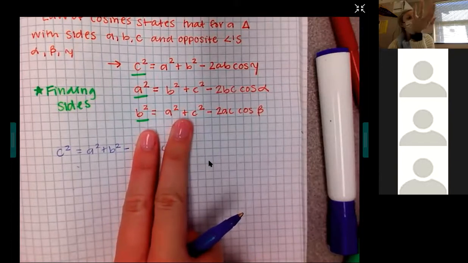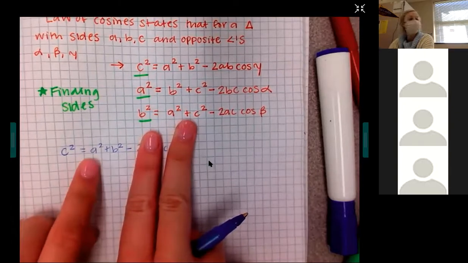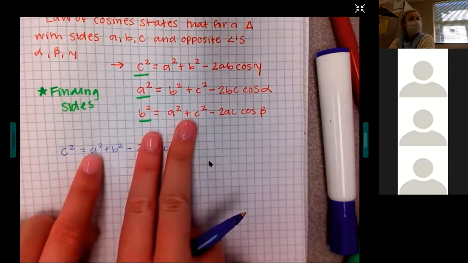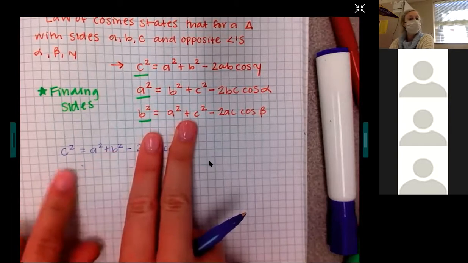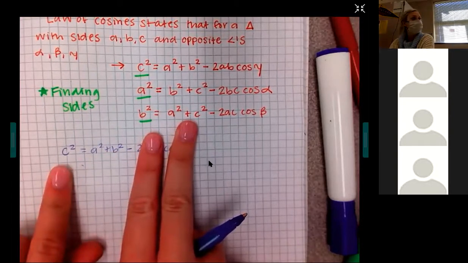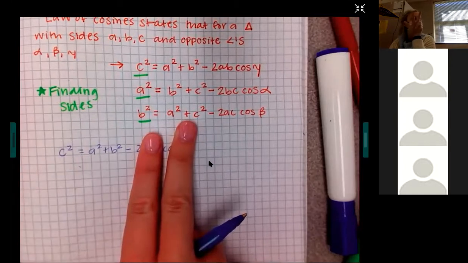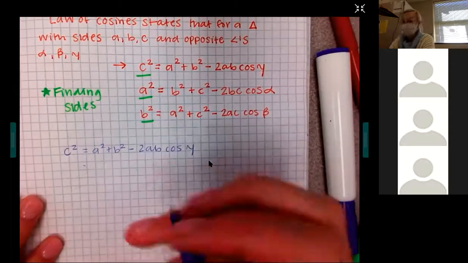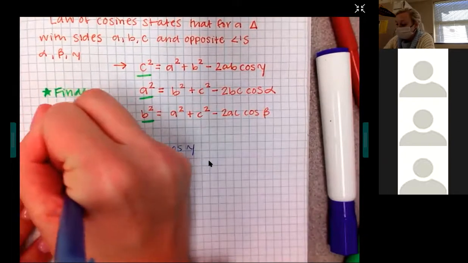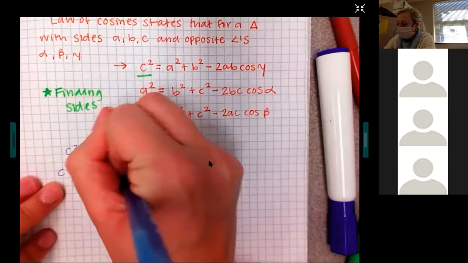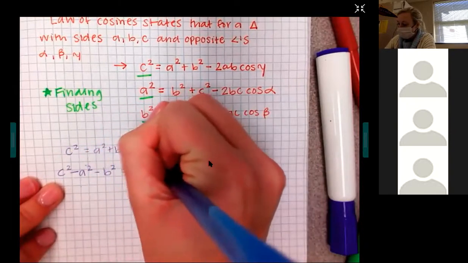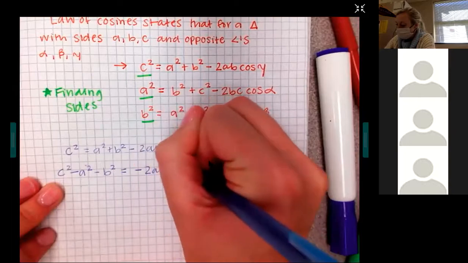A squared and b squared. How would you move positive a squared? Subtract it. How would you move positive b squared? Subtract it. So are you guys okay if I subtract them both at the same time? Where I'm just showing you where the angle formula will come from. So this will be c squared minus a squared minus b squared equals negative 2ab cosine of gamma.